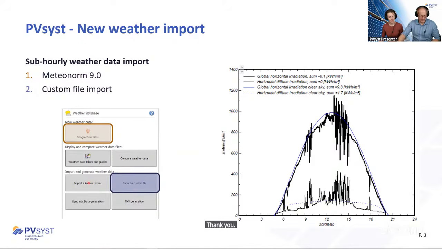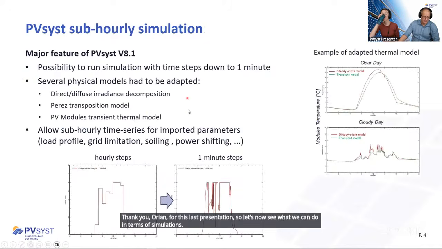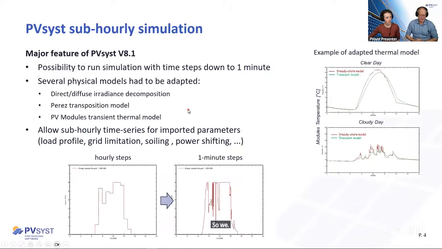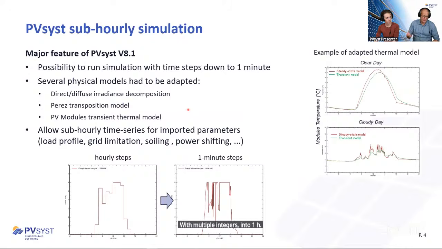Thank you, Oriane, for this nice presentation. So let's now see what we can do in terms of simulations with this sub-hourly data. So we adapted PVsyst to be able to run simulations on sub-hourly steps, and the steps can go down to 1 minute steps. That's the lowest step, but there are also all intermediate steps between 1 minute and 1 hour, which fit with multiple integers into 1 hour, can be used. For example, the weather data file that we just created with 5 minutes can be simulated in 5-minute steps.